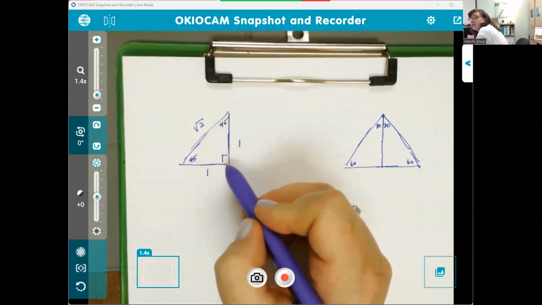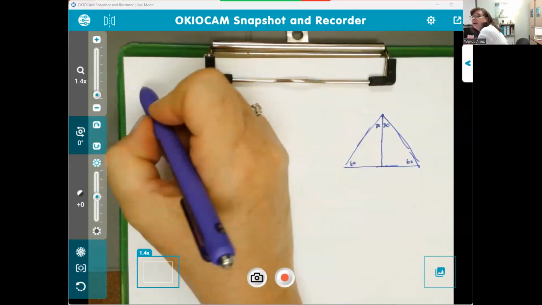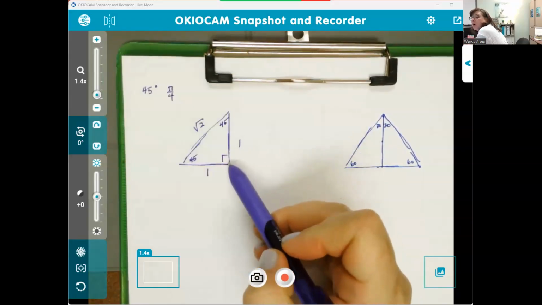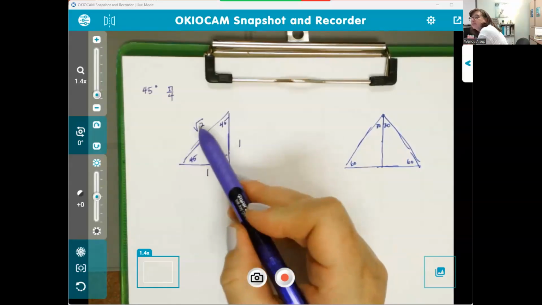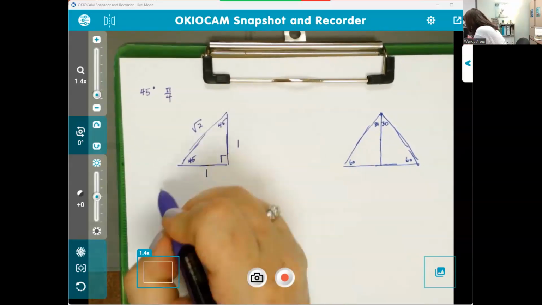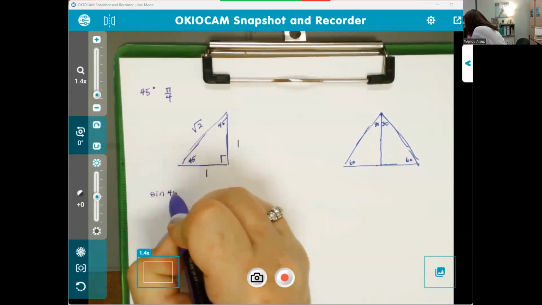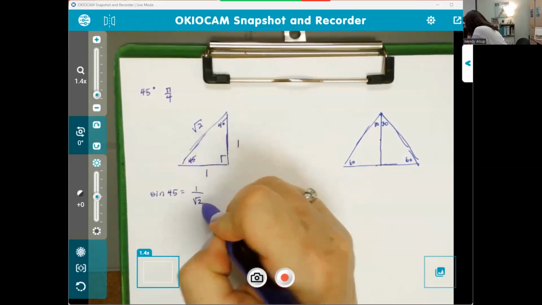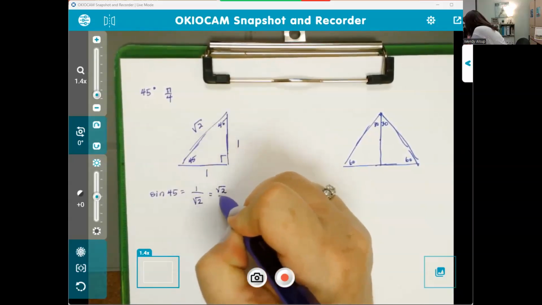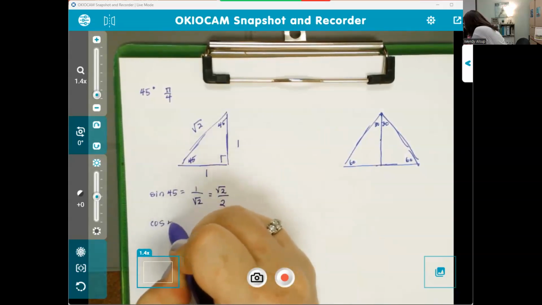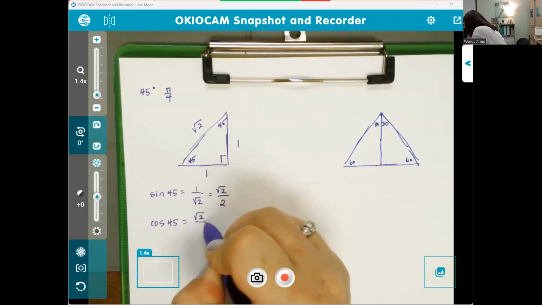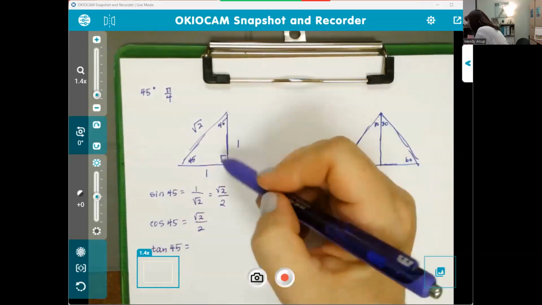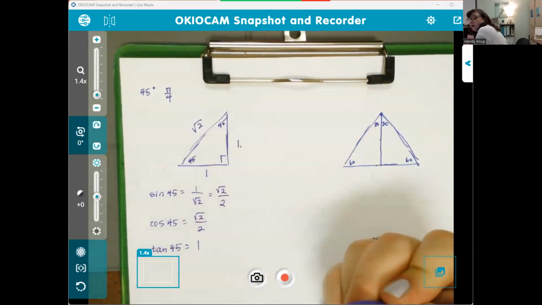This is an isosceles triangle. If you need to find the values for things that are 45 degrees or at pi over 4, then we'll use the 1, 1, and then the hypotenuse is the square root of 2. And so then what is the sine of 45 or pi over 4? Sine is going to be 1 over root 2, and then we rationalize the denominator, we get root 2 over 2. Cosine, same thing, root 2 over 2.